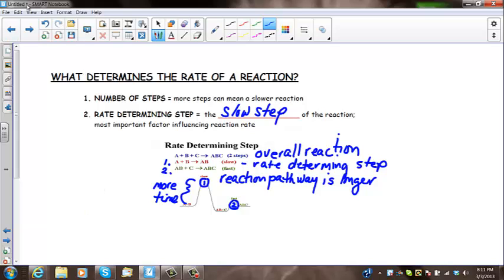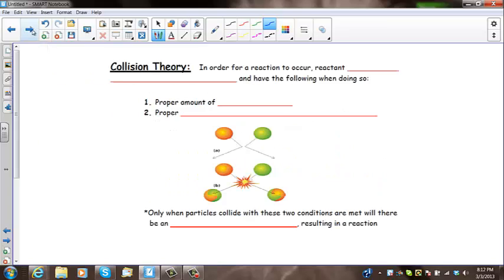What determines whether a reaction takes place or not? Well, there's a couple of things. In order for a reaction to occur, reactant particles must collide.